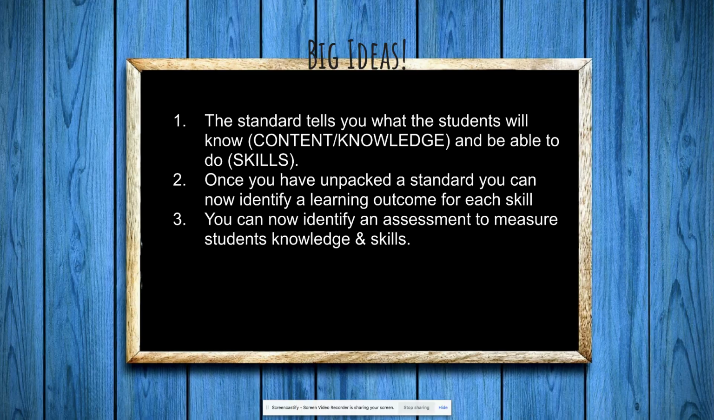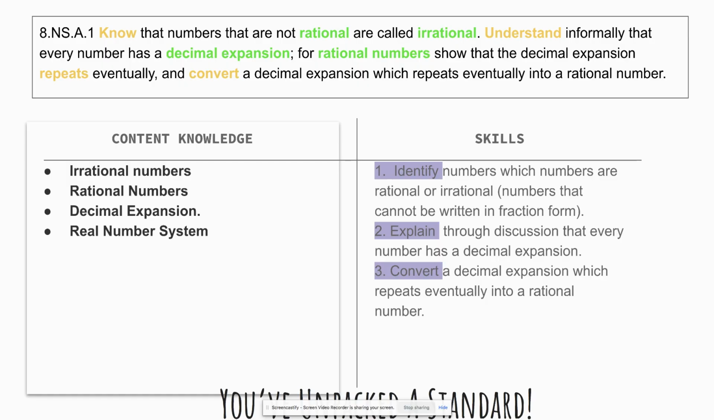So educators, if you haven't seen my videos on how to unpack a standard, here's a quick overview. We start with the standard. We highlight the nouns, which are our content knowledge, what we want our students to know. And then we identify the skills. Those are the verbs, the actions we want our students to be able to do. So I've done this here, and that's how we've unpacked a standard.